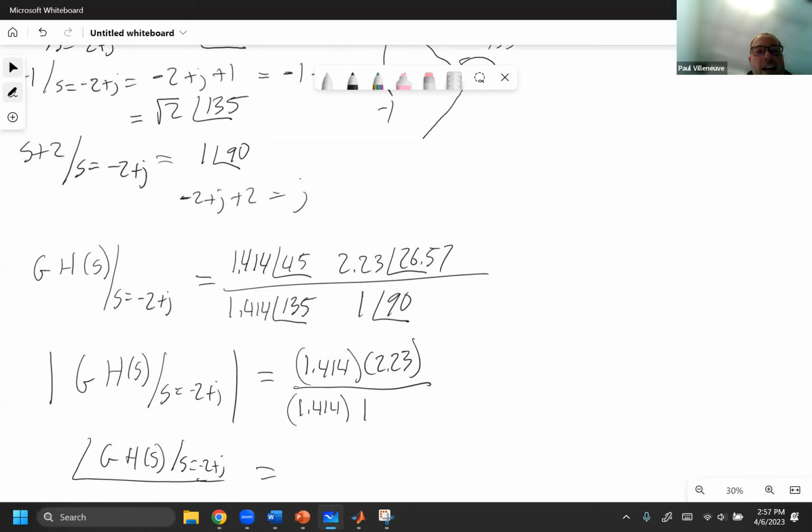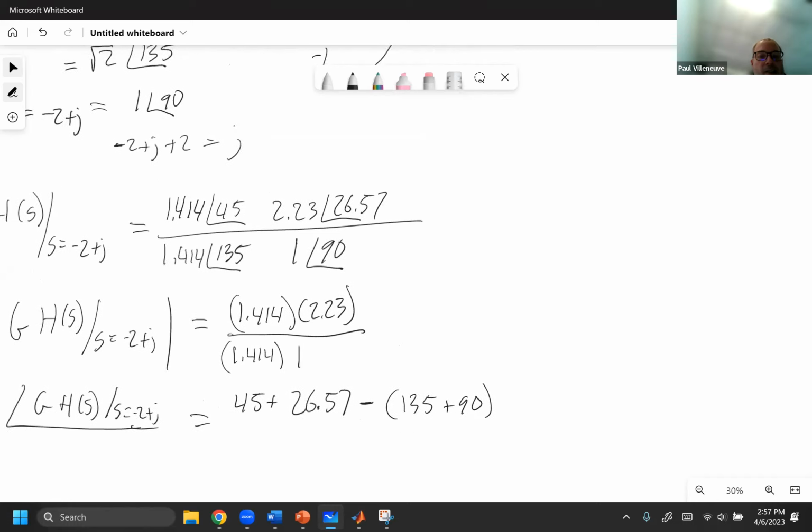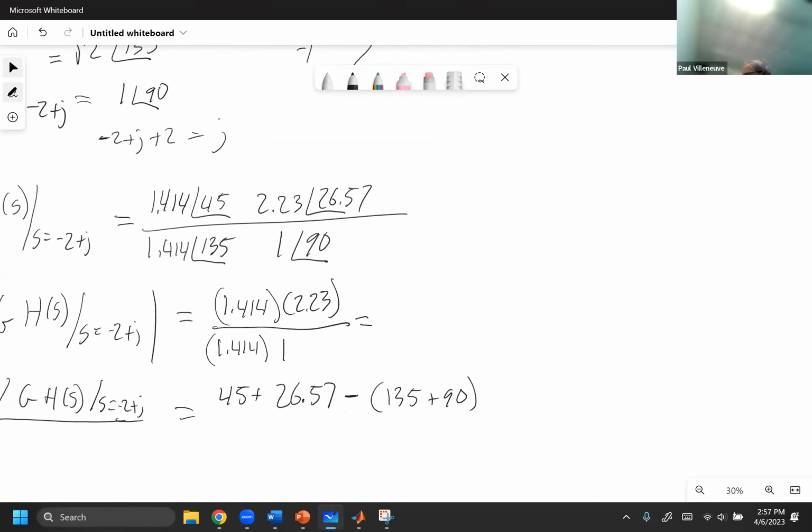Okay. Good, you're exactly right. We add the angles that are in the numerator, and we subtract the angles in the denominator. So let's see what I end up with over there.